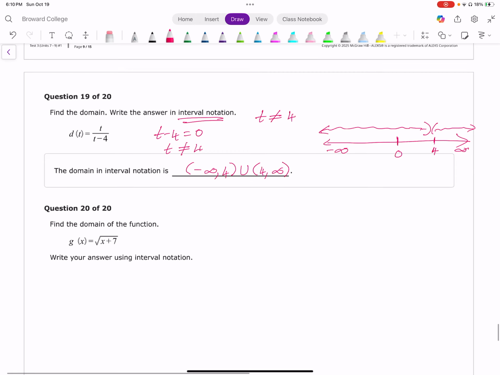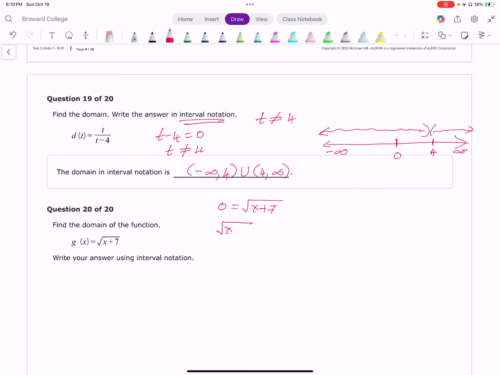And last but not least, number 20. Because it is a radical, we can't just say 0 is equal to the square root of x plus 7. What we do is write it as an inequality. So we need to say the square root of x plus 7 must be greater than or equal to 0. All right, so how do we solve? We say x plus 7 is greater than or equal to 0. x must be greater than or equal to negative 7.